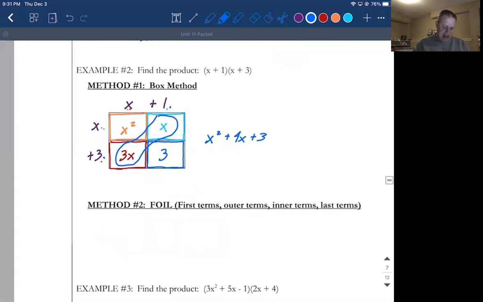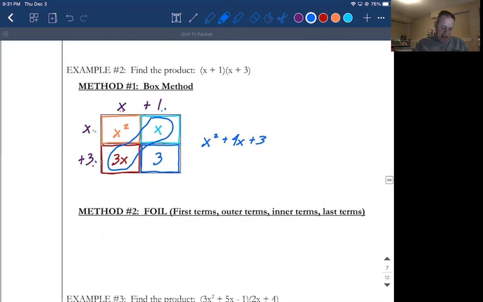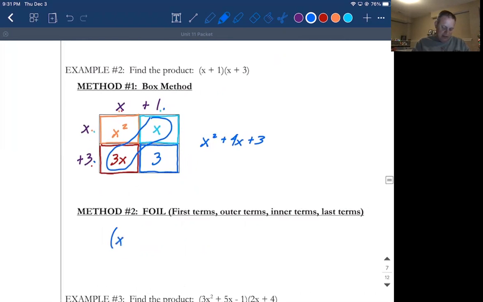Now the way I learned it back in the day, it still works really, really well, is called FOIL. FOIL stands for first terms, outer terms, inner terms, last terms. Not that you have to know that, but when your teacher says, hey, you can FOIL it out, they're not talking about using aluminum foil like you're at a barbecue. It kind of sounds good right now.